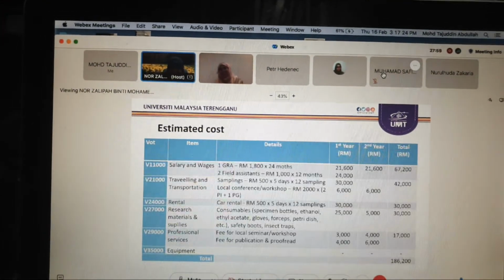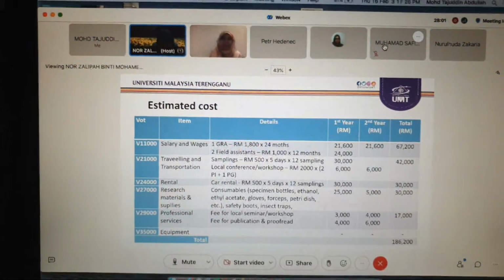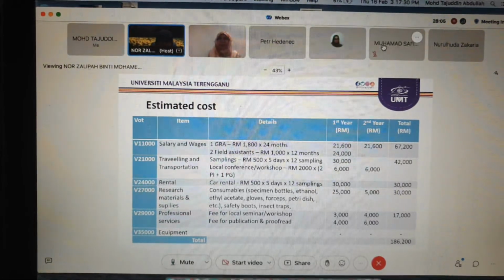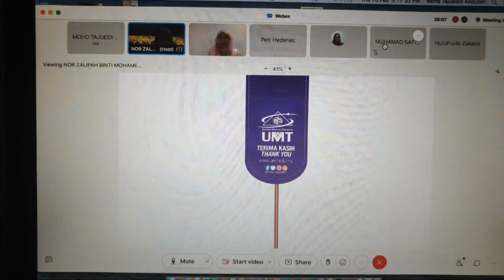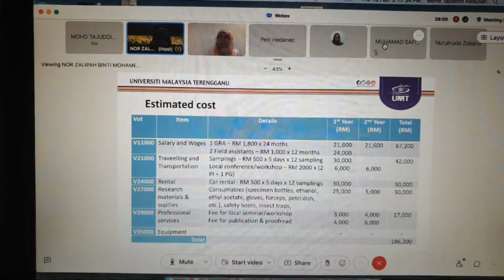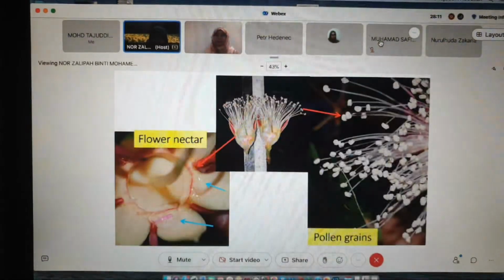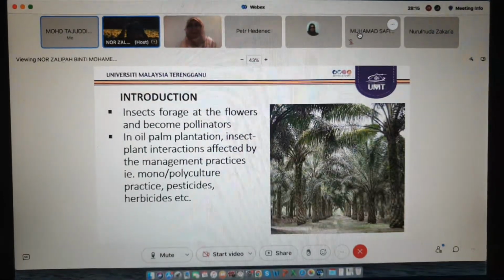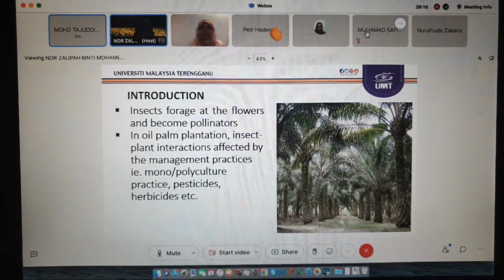This is the Gantt chart, and this is the rough or estimated cost of 186,000 roughly. So that's all. Prof Taj. Thank you very much. Dengar tak? Yeah. Thank you.